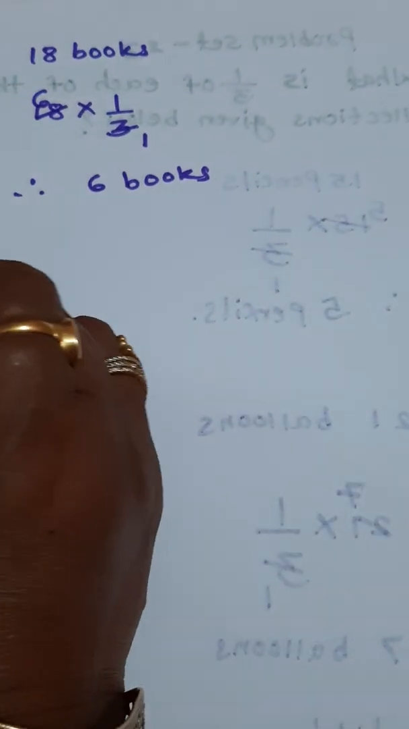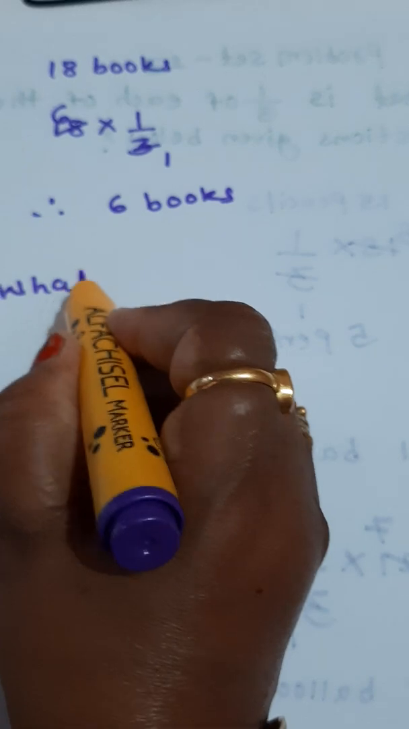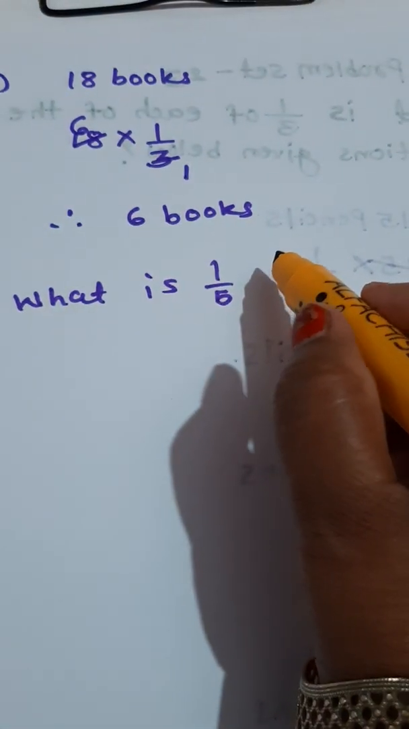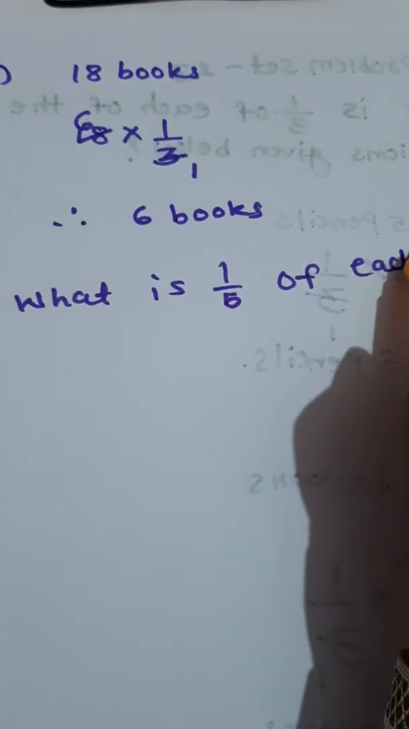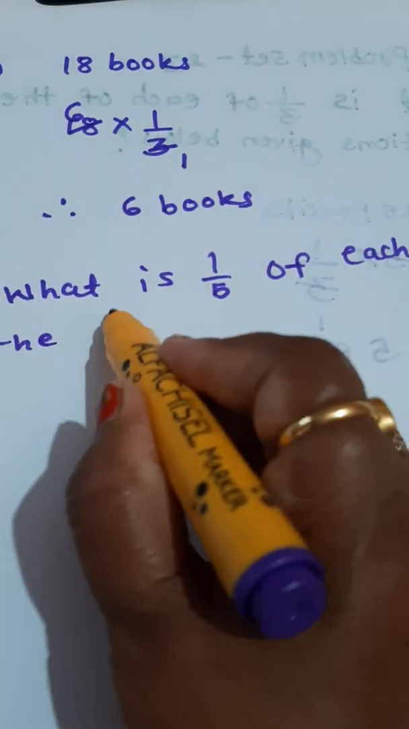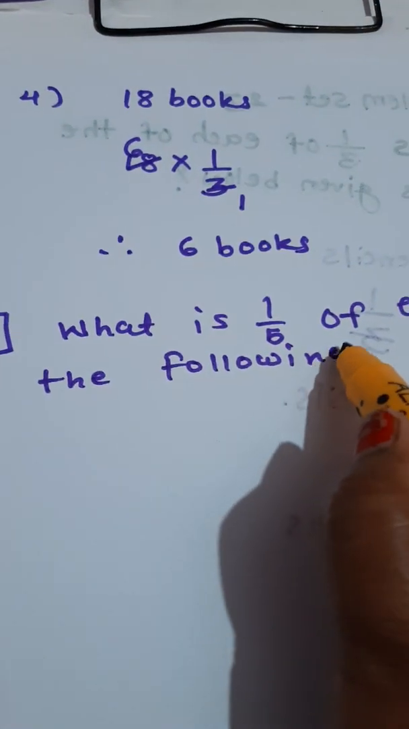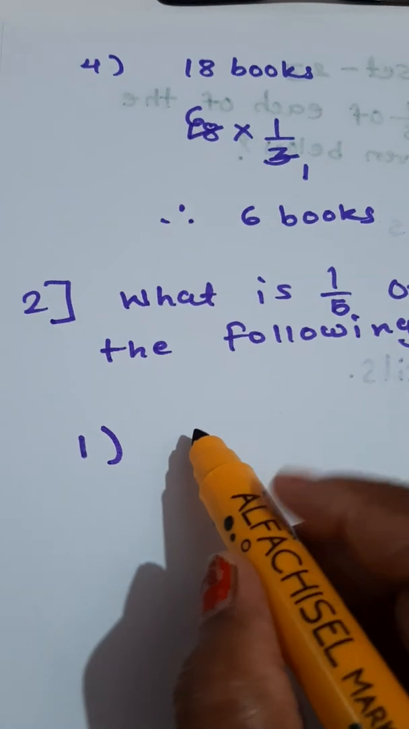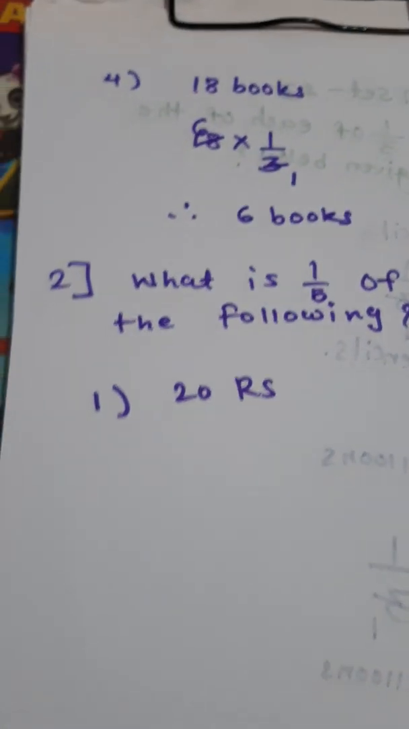Second question. What is 1/5 of each of the following? The first one, 20 rupees. What is 1/5 of 20 rupees?